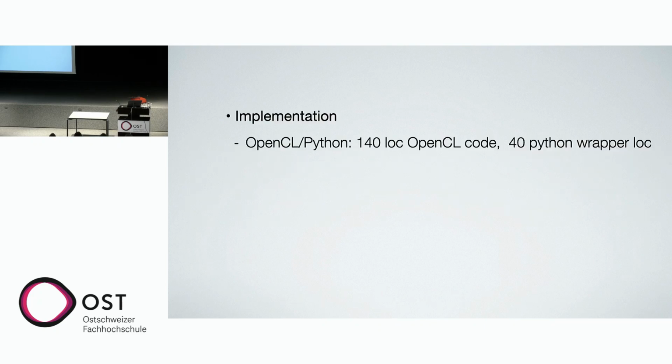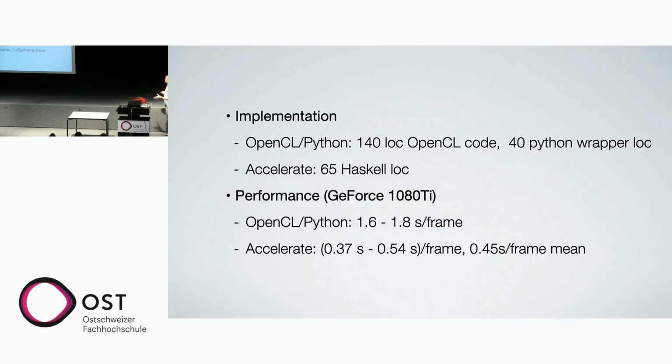They gave us an implementation which was Python Jupyter notebooks with calls to OpenCL, and we wrote that in Haskell. So again, it's quite a bit more concise. On the GeForce 1080, the OpenCL Python took about 1.6 seconds per frame, and Accelerate was, without optimizing for it, basically straightforward Accelerate, quite a bit faster. So they're quite happy using it.